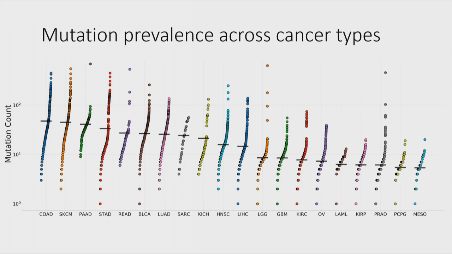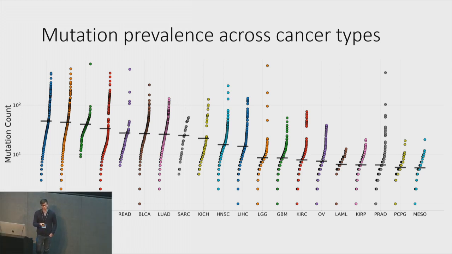And the two things you can see is that as you move across the different cancer types, you change about one or two orders of magnitude in the average number of mutations per patient. And then also within each cohort, the variation is quite strong. So you can have one or two orders of magnitude change within just one cancer type.